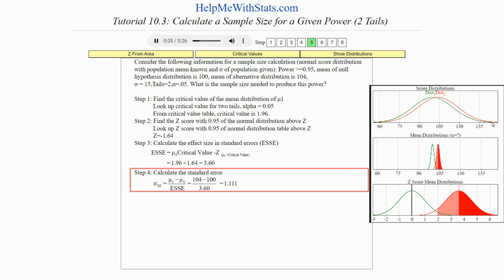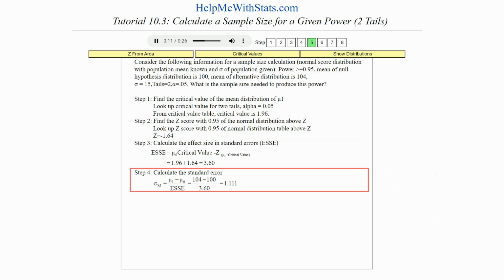Now that we've calculated the SE, we can use that value to calculate the absolute size of one standard error. The standard error is the effect size in absolute units divided by the SE. Here, the standard error is the effect size of 104 minus 100 divided by 3.60, the SE. The standard error works out to 1.111.